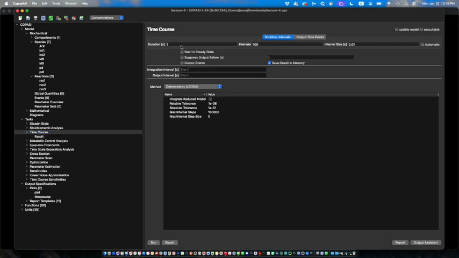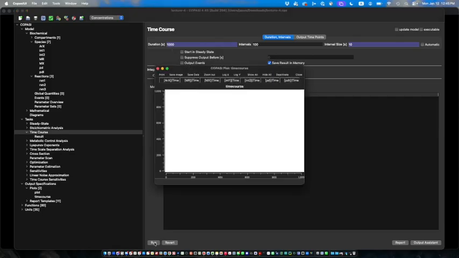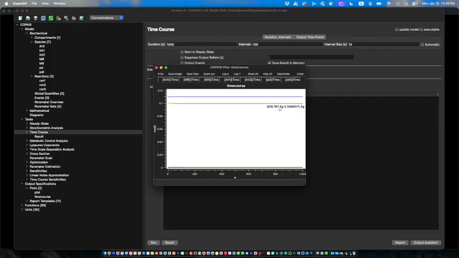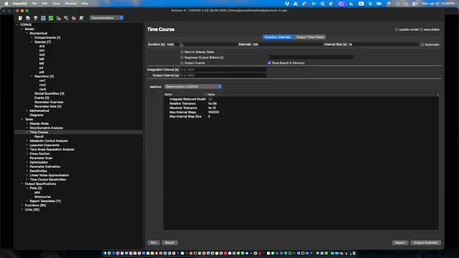Okay, so what I can do, close this window, back to time course. I'm going to give it more time. Let's give it 1,000 seconds. Usually when you manipulate this value, it will not change your intervals. So now it'll still do 100 steps, this time 1,000 seconds. If I push run now, still nothing, right? 1,000 seconds isn't enough.